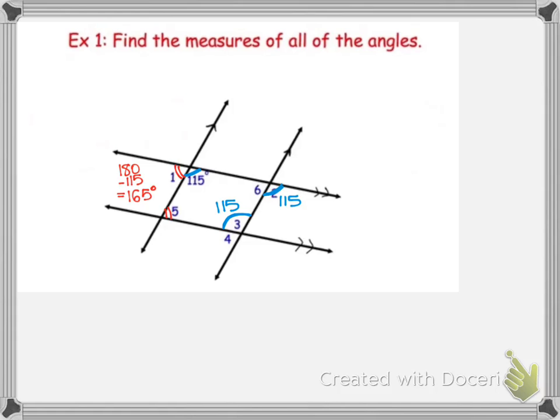But look at angle 5. Those are alternate interior angles. So 5 is also, not 165, just 65, is also 65 degrees. Okay, but 5 is alternate interior with 4. So 4 must also be 65. And 4 corresponds to 6. So finally, 6 must also be 65 degrees. Okay, so it's kind of like a little puzzle that we're putting together with these types of problems.